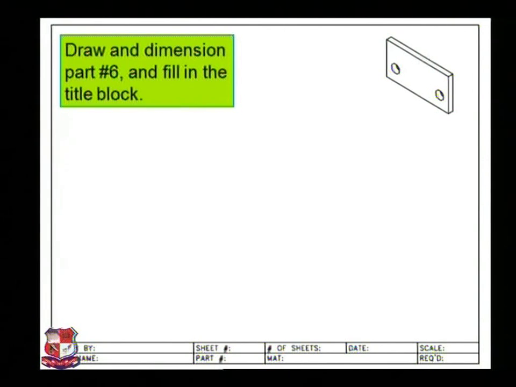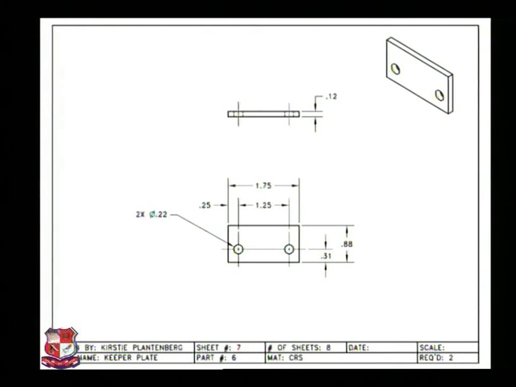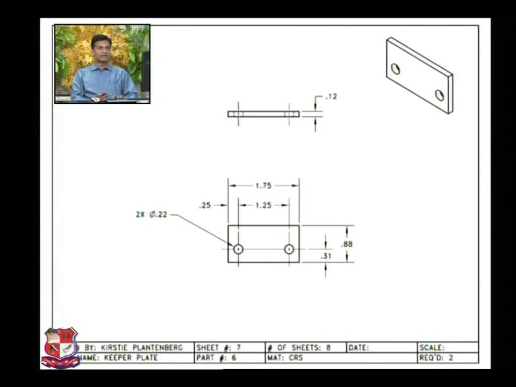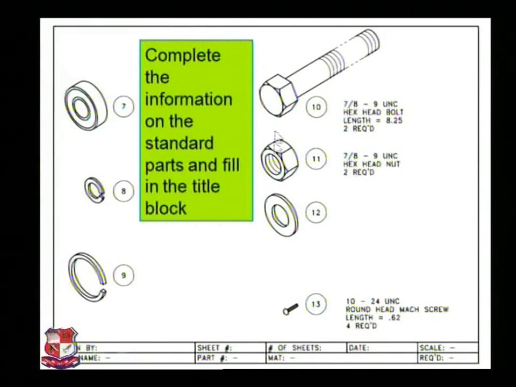Draw and dimension part number 6 and fill in the title block. This is the part. So these are all the individual parts that we have drawn after disassembling the component which we saw earlier. This is the detailed drawing of that part. This is an isometric drawing. We need not draw this isometric drawing in the examination, we just have to draw this detailed drawing. Now complete the information on the standard parts and fill in the title block.